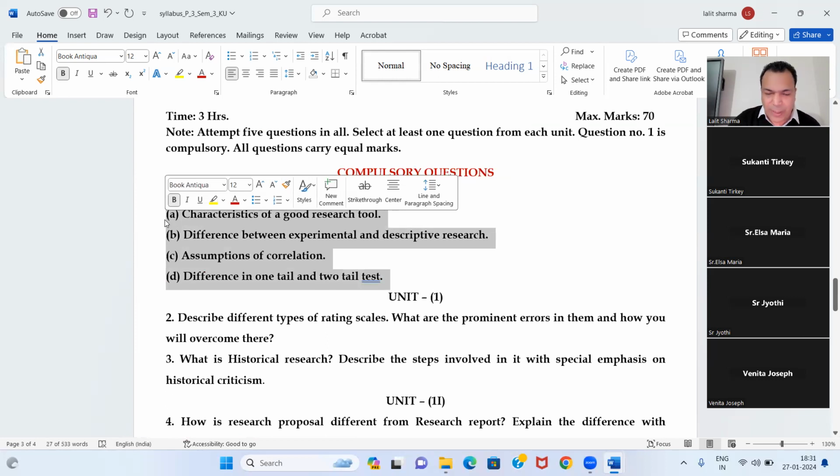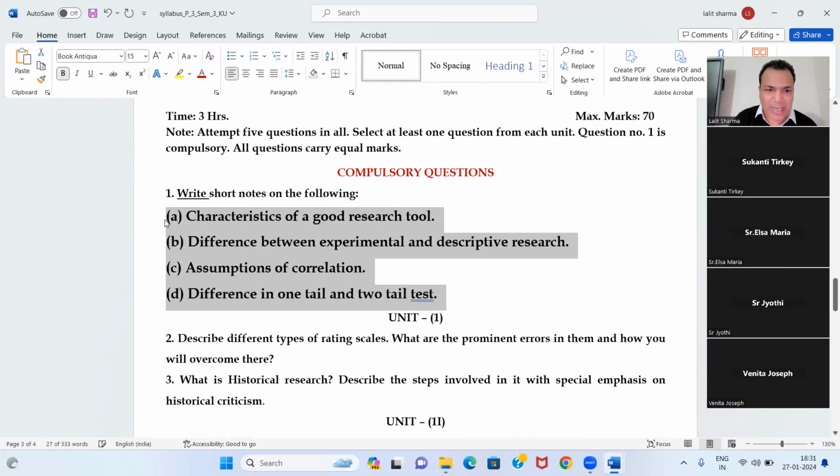What are they? You know, I'm going to increase the font size. Characteristics of a good research tool, very easy. Difference between experimental and descriptive research, it is also easy because it has come from these three methods. Three methods, our approaches to research: one is historical, one is descriptive, and one is experimental research.